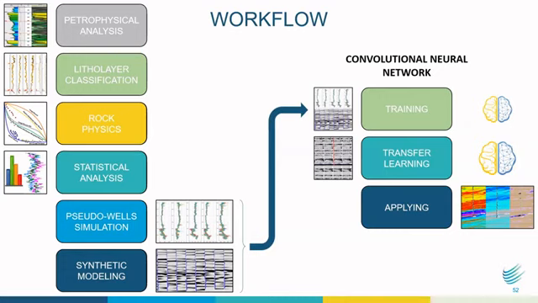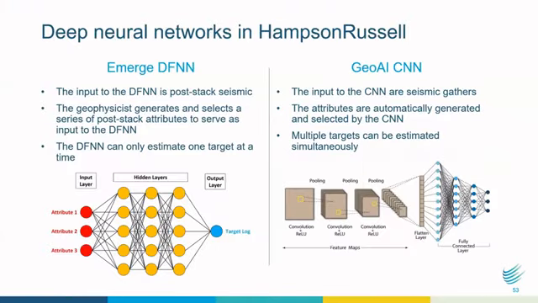But firstly, let's review, let's go back basically to this slide of deep neural networks which we have in Hampson-Russell. So as you remember, as I said, this case study was done in 2021. And for this case study, Fabian Allo generated many pseudo wells and then used them to train a deep feed-forward neural network. But now in 2023, we have a new technology, as I said, in Hampson-Russell. On the top of that, it's named GeoAI, convolutional neural network.